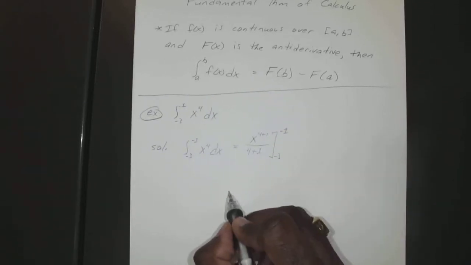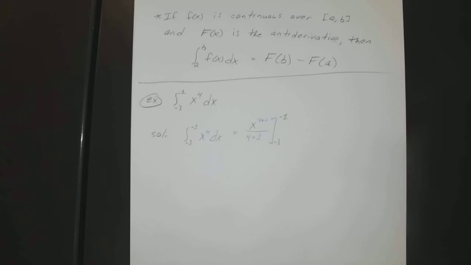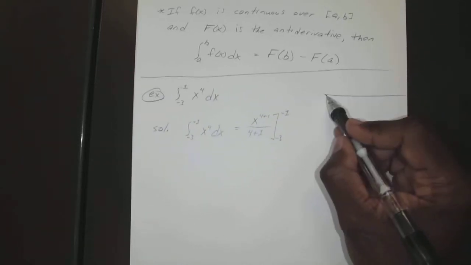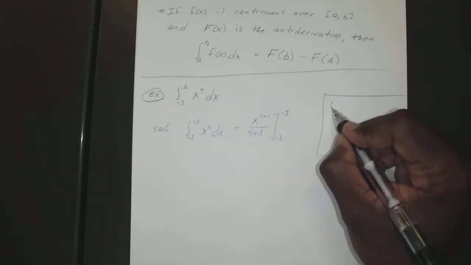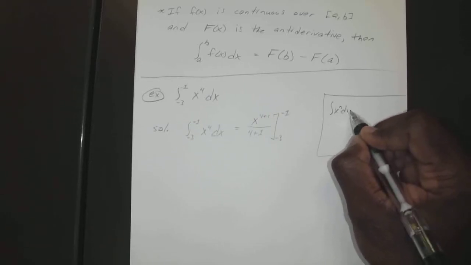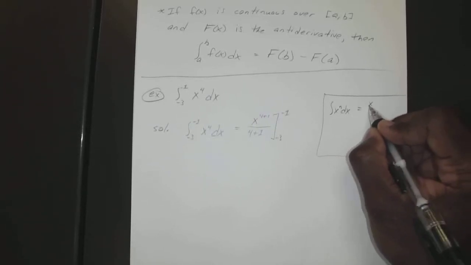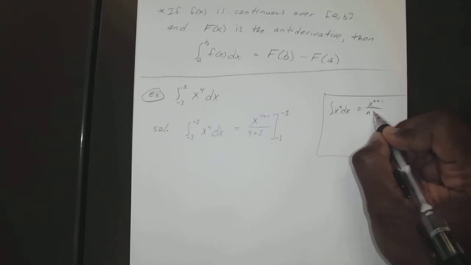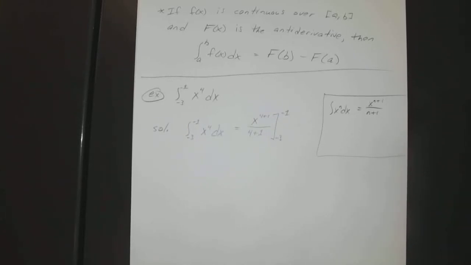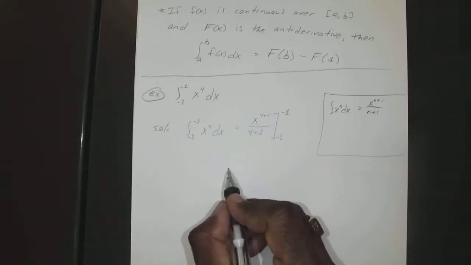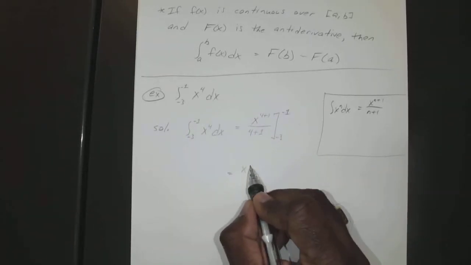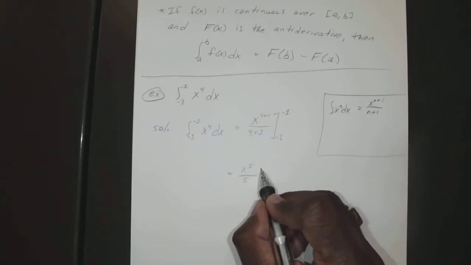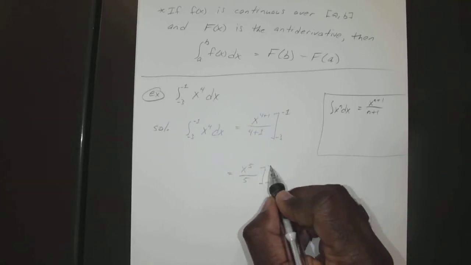How do you get the 4 plus 1? Because of the integral formula: the integral of x to the n with respect to x is x to the n plus 1 over n plus 1. Oh, okay. Forgot about that. All right, so we have x to the 5th power over 5 from -3 to -1.